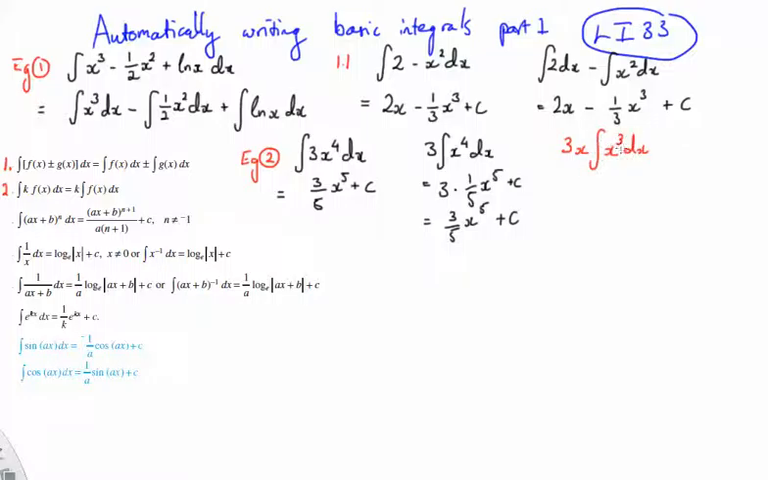See what I've done there? I've taken an x out as well, because x times x cubed is x to the power of 4. You are not allowed to do that. You may only take out constant values.